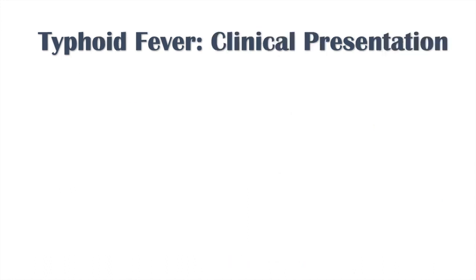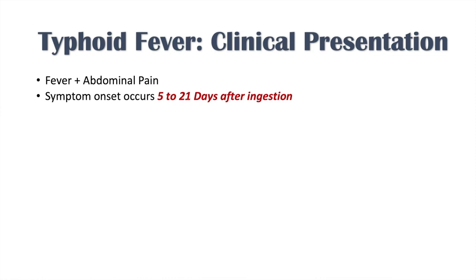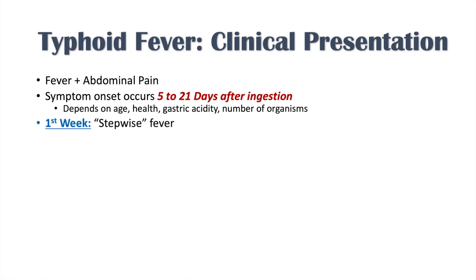So the clinical presentation of typhoid fever can be summed up by a fever and abdominal pain. But more specifically, with this infection, there's a symptom onset that occurs at roughly 5 to 21 days after ingestion of the bacteria. When the symptoms occur depends on the age of the patient, the health of the patient, the gastric acidity of the patient's stomach, and the number of organisms that are ingested. In the first week of infection, we have what we call a stepwise fever. This is the first symptom you're going to see.